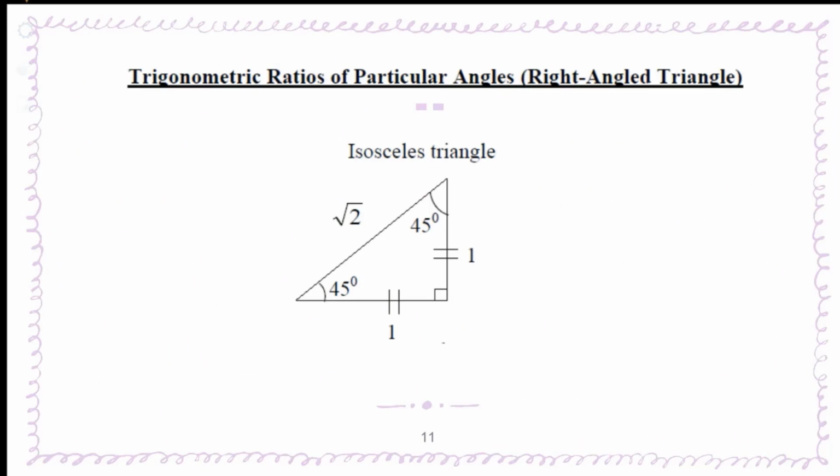Next we're going to look at an isosceles triangle. So what is an isosceles triangle? An isosceles triangle is a triangle where two sides are the same. In this case, we have taken the sides to be 1. Since these two sides are the same and this is a right angle, these two angles will be 45 degrees. From Pythagoras theorem, we will get this as square root of 2. Now from this isosceles triangle, we will be able to find sine 45, cos 45 and tangent 45.